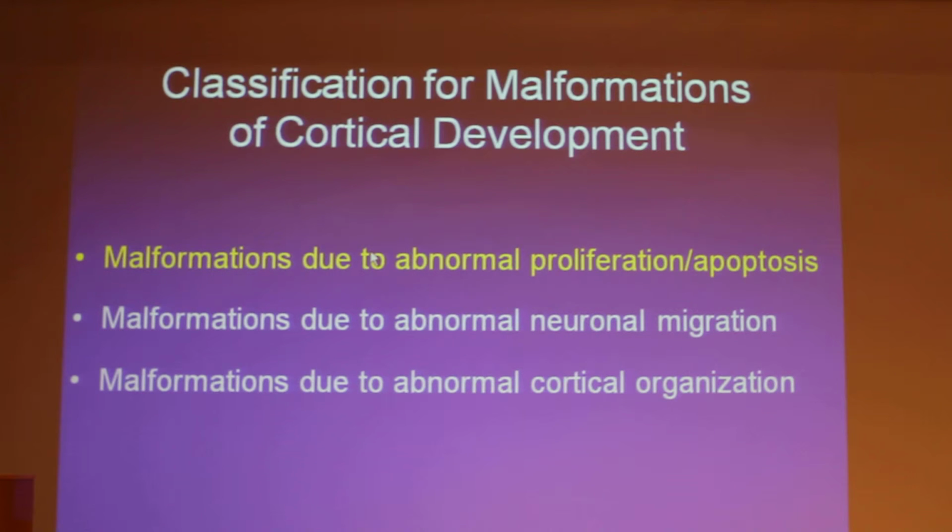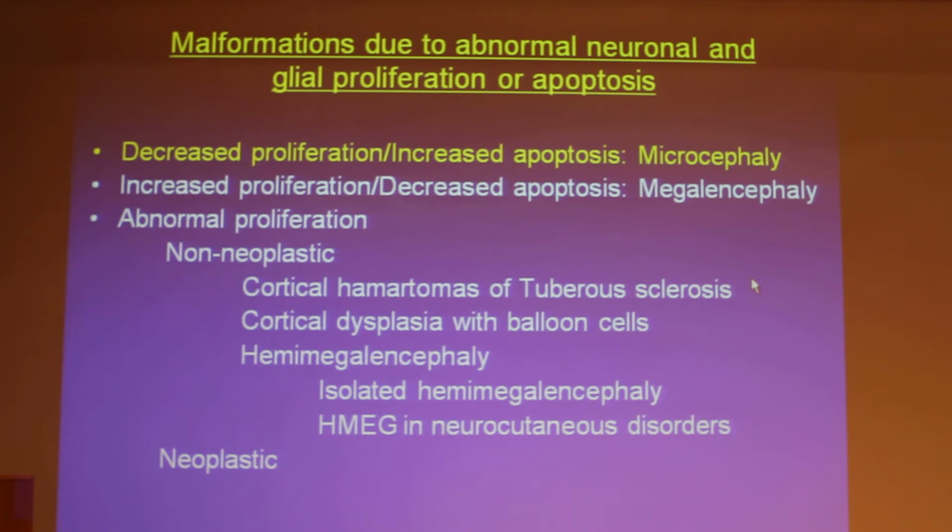I'm just going to give you a glance at them. So we look first at the abnormal proliferation and apoptosis. And this group is divided into microcephaly and macrocephaly, and then into all the abnormal proliferation.